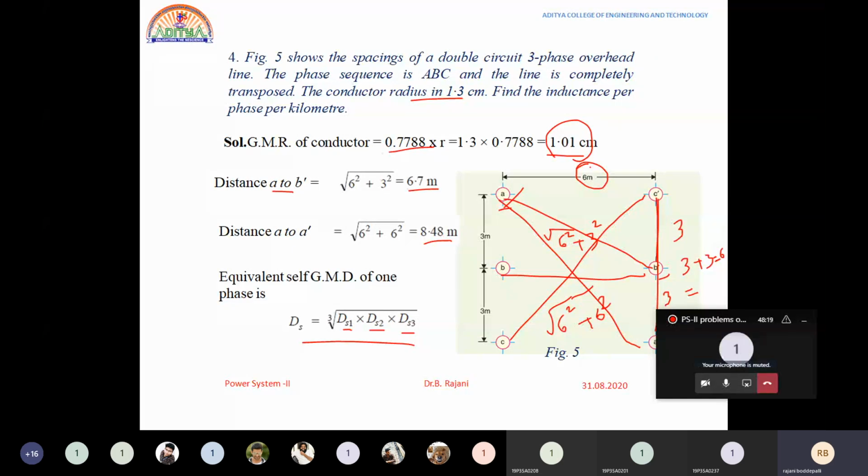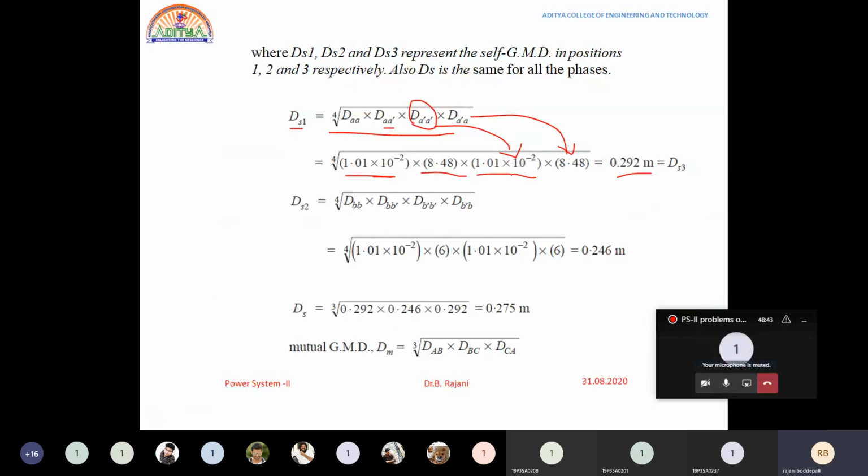But here B dash distance is only 6. Here A dash distance and C dash distance is different, 6 square plus 6 square from the diagram. If you examine this diagram carefully, you can understand the distances of each and every one of these. This is very, very important while doing the problems, in order to find the distances from each other, for finding the self GMD as well as the mutual GMD.